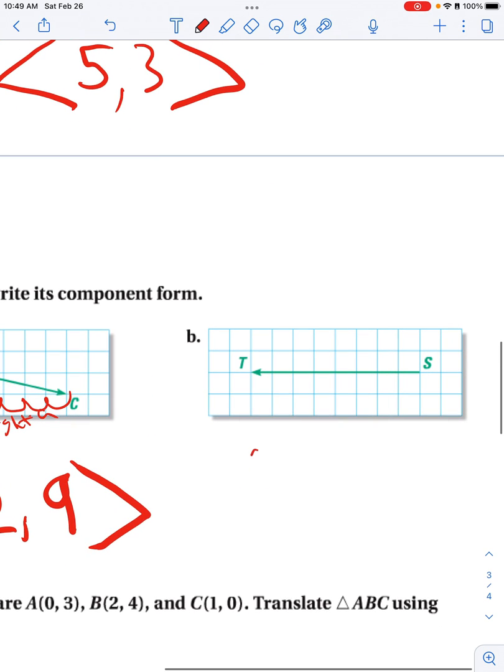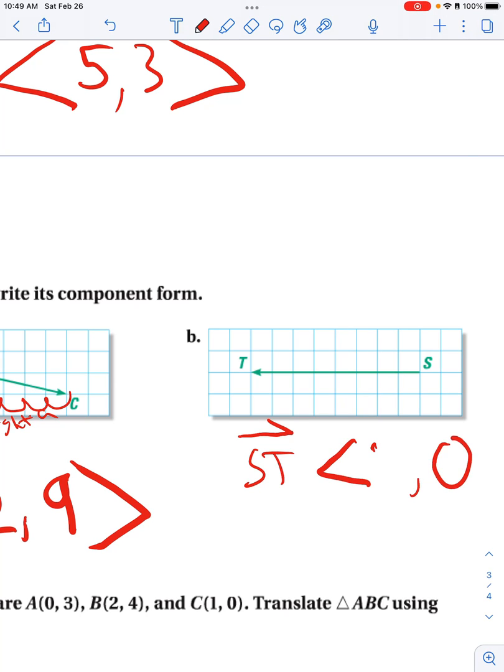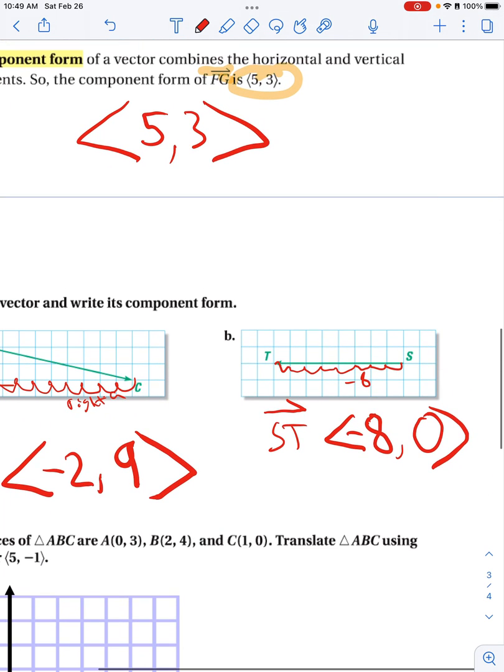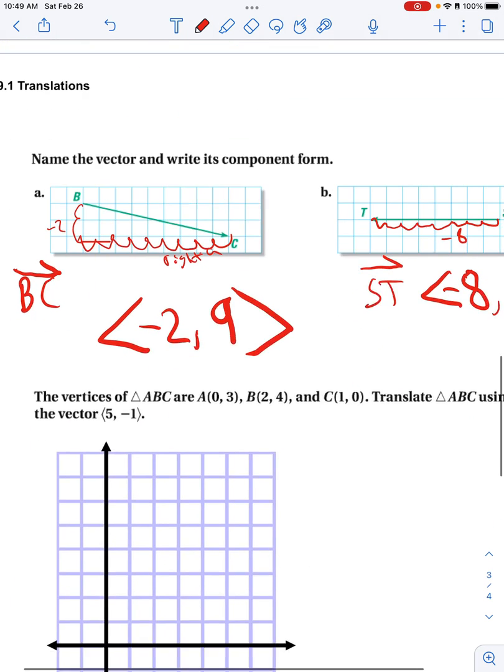Over here, I name my vector ST, which starts at S and goes through T. That's the symbol for vector. We do not have any vertical movement, so that's going to be a 0. Now I just have to determine the horizontal: 1, 2, 5, 6, 7, 8. Because it's left, it's going to be -8, and then 0, because there was no vertical movement.